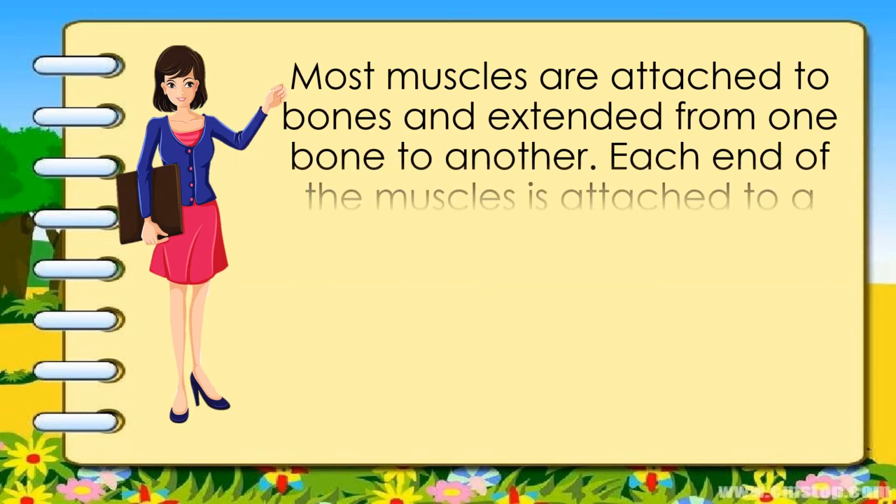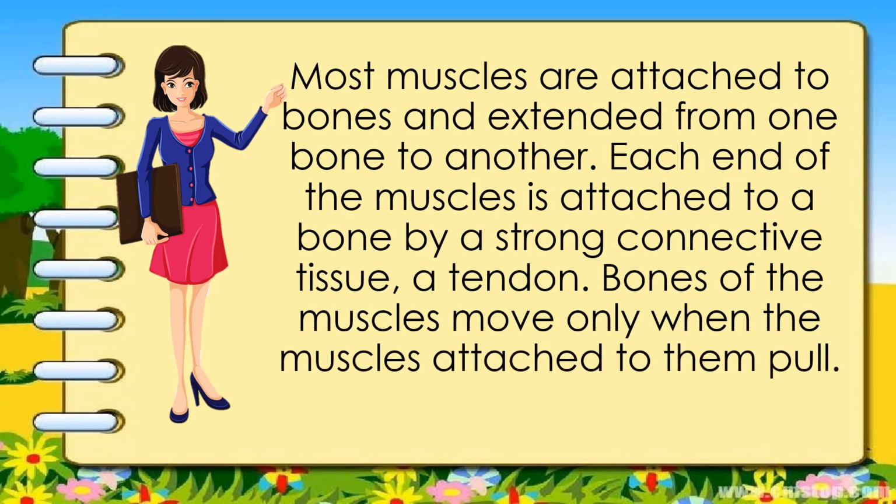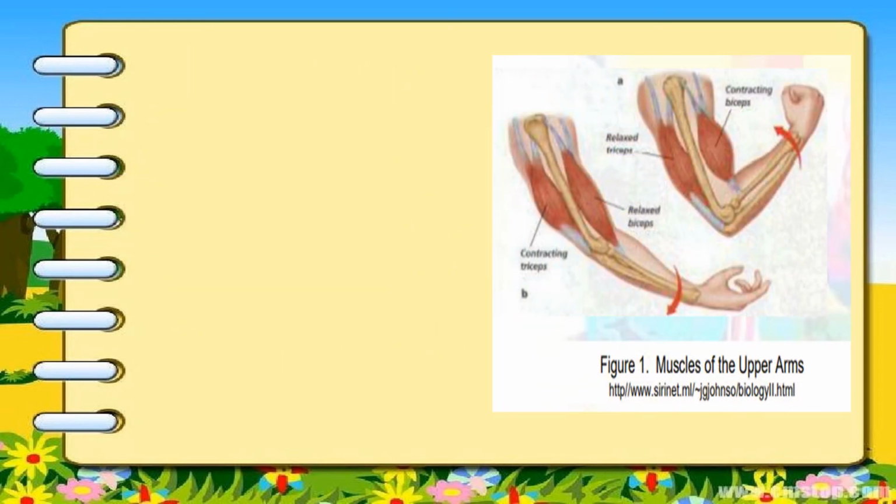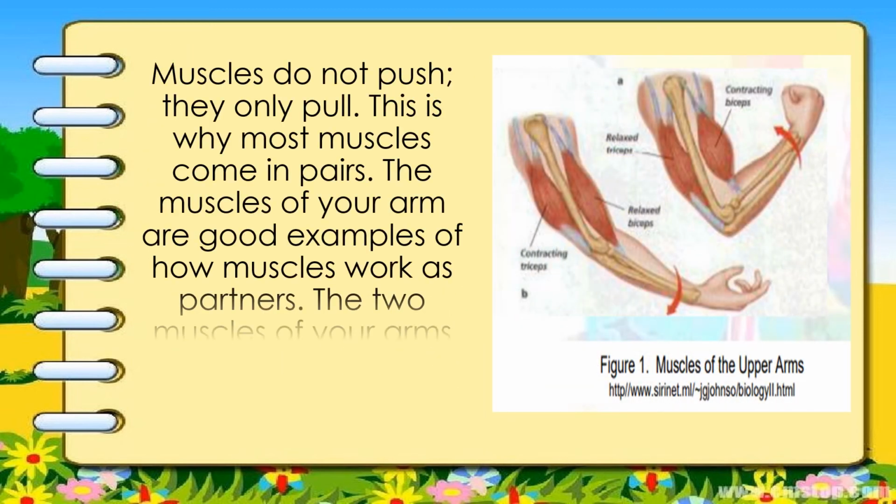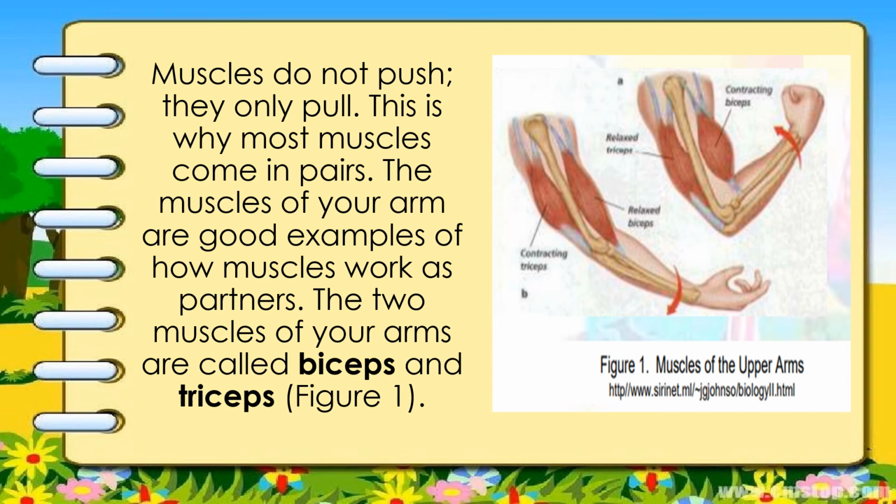Most muscles are attached to bones and extend from one bone to another. Each end of the muscle is attached to a bone by a strong connective tissue, a tendon. Bones move only when the muscles attached to them pull. Muscles do not push, they only pull. This is why most muscles come in pairs.